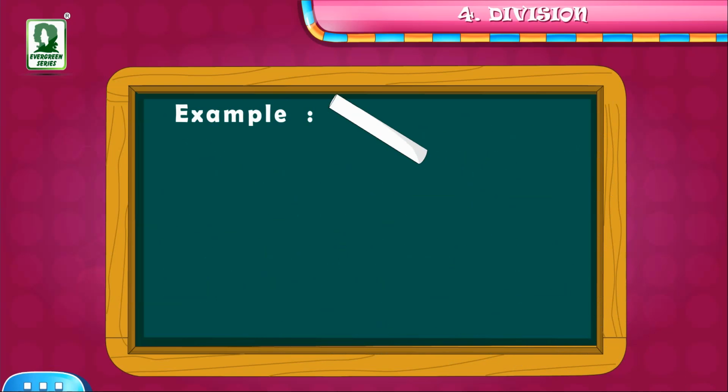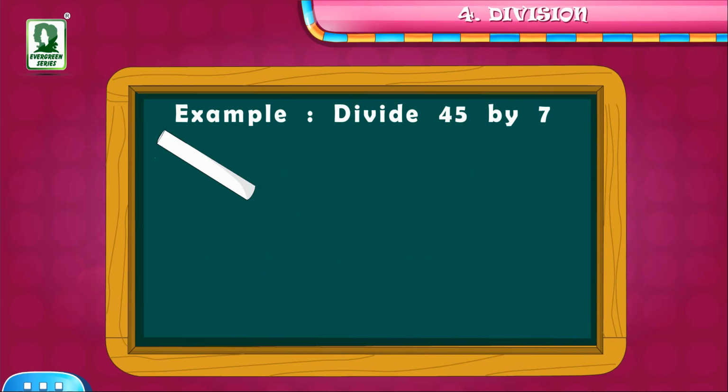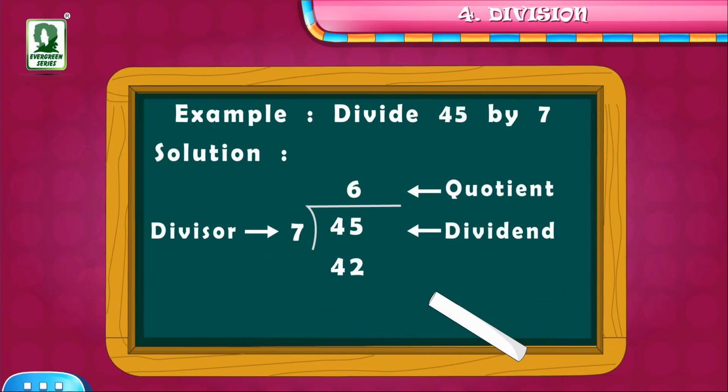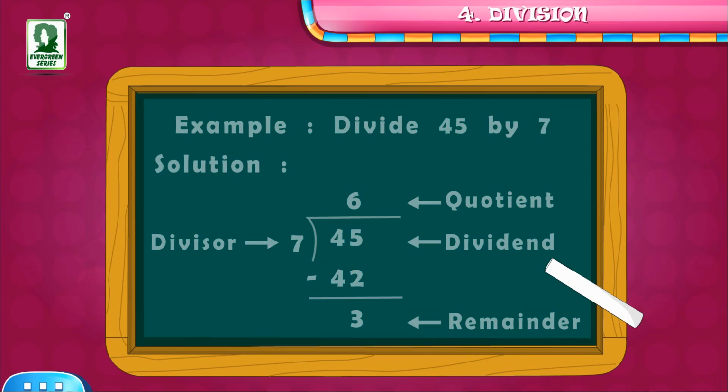For example, divide 45 by 7. As we know, 7 multiplied by 6 is equal to 42. Now, subtract 42 from 45. We get 3 as the remainder. As 3 is less than 7, no further division is possible.